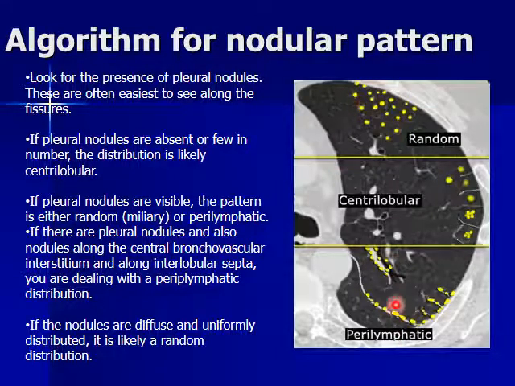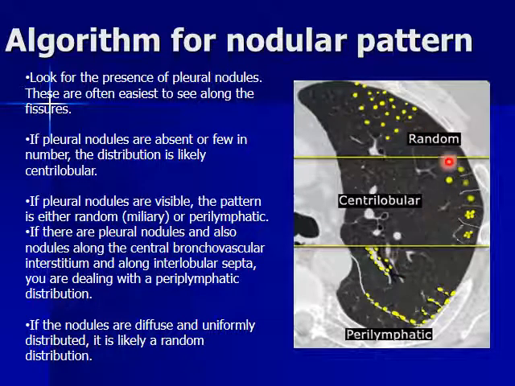How to differentiate random from perilymphatic? The perilymphatic nodules are running along the septi, interlobular septi, the subpleural interstitium, and along the peribronchovascular interstitium. If you see the nodules having this distribution, call them perilymphatic nodules. But if the nodules are touching the pleura, but not biased to these anatomical structures, randomly distributed, you can call them random.